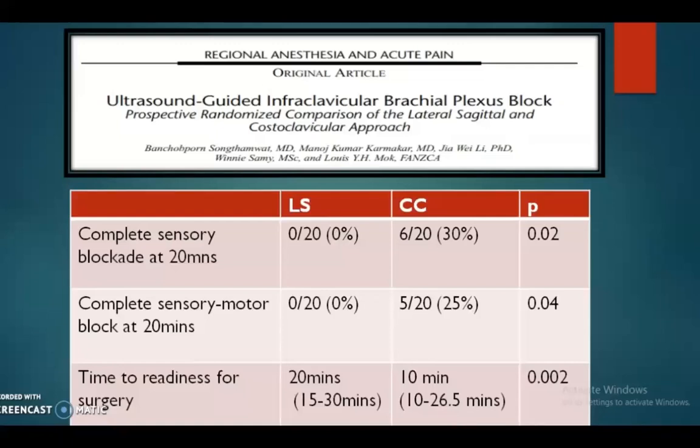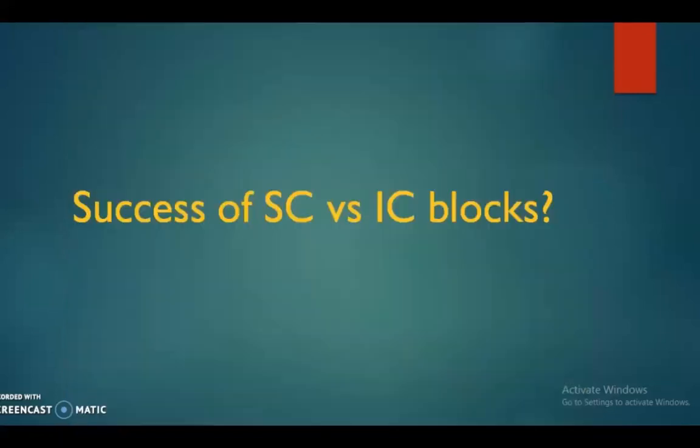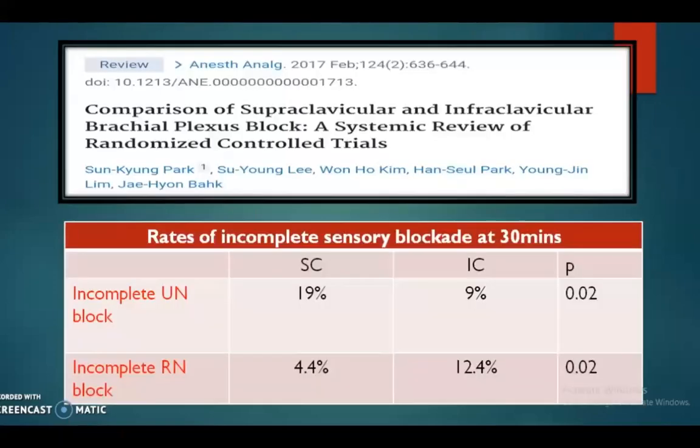And a subfascial injection will result in faster onset of the sensorimotor blockade of the brachial plexus by reducing the extraneural diffusion time. So what about the success of the supraclavicular versus infraclavicular blocks? A systematic review of 10 RCTs comparing the supraclavicular and infraclavicular brachial plexus blocks showed that there is a higher incidence of incomplete ulnar nerve block in the supraclavicular group, whereas there is a higher incidence of incomplete radial nerve block in the infraclavicular group.